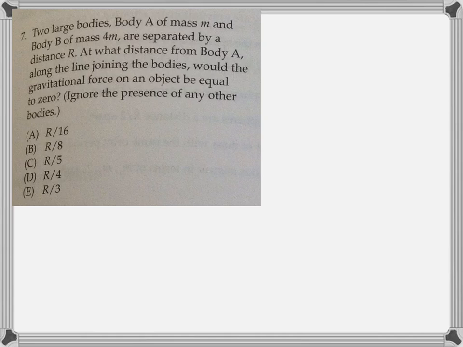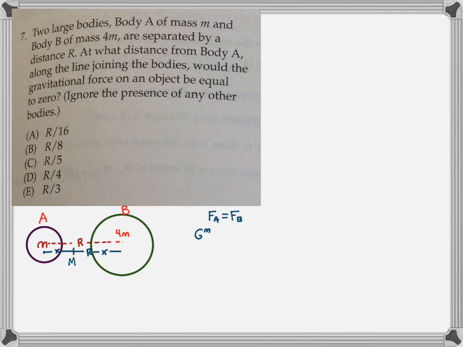So for this one, we have two large bodies. Body A has a mass of m, and body B has a mass of 4m, and they're located a certain distance away from each other. They want to know the point at which the gravitational force on an object will be equal to 0. So let's imagine that there is an object somewhere in between them. If the object is somewhere between them, basically the force of object A pulling on object M and the force of object B pulling on object M have to be equal to each other for something to experience no gravity.